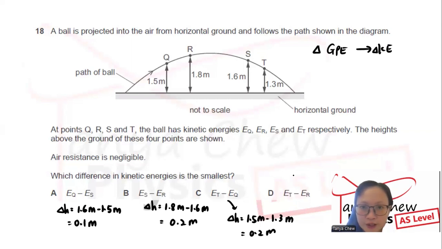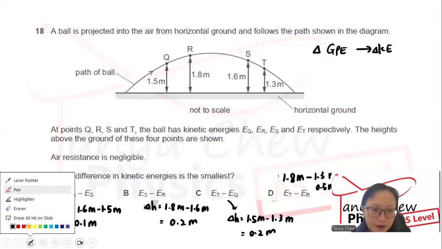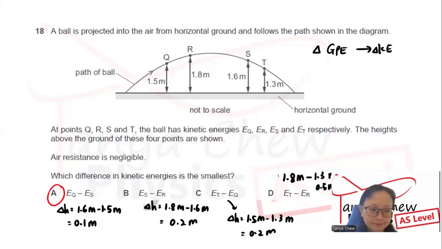What about D, ET and ER? Oh, ET is 1.3, ER is 1.8. 1.8 meter minus 1.3 meter, 8 minus 3, that's 0.5 meter. That's a big difference. So you find the smallest difference in height, and that will be the answer. My answer is A.